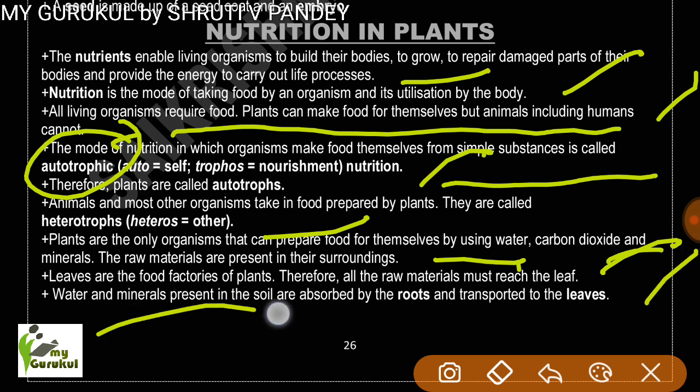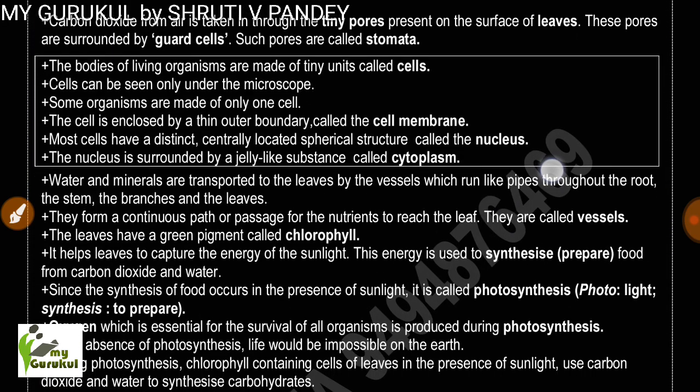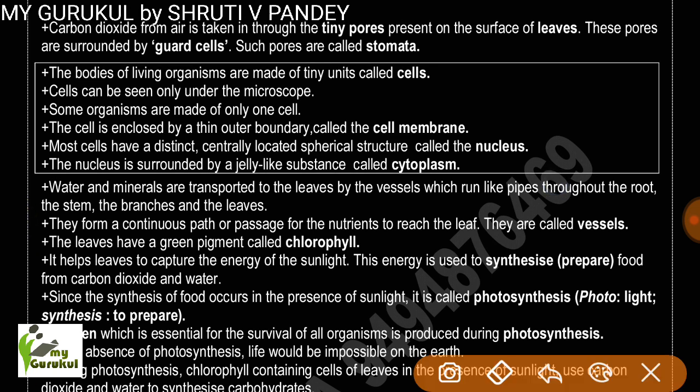Water and minerals present in the soil are absorbed by the roots and transported to the leaves. Next, carbon dioxide from the air is taken in through the tiny pores present on the surface of the leaf. These pores are surrounded by guard cells. Such pores are called stomata.